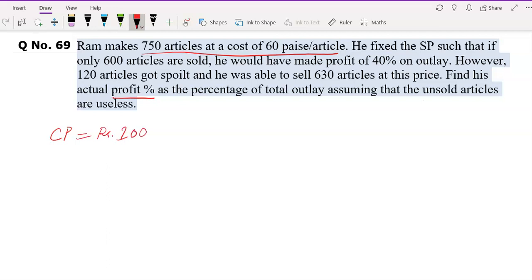Now Ram fixed the SP, selling price, such that if only 600 articles are sold, he would have made a profit of 40% on outlay. Now profit is how much?